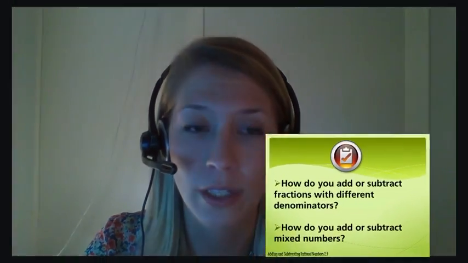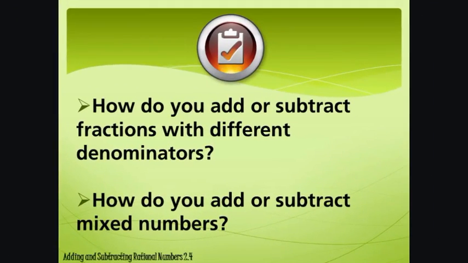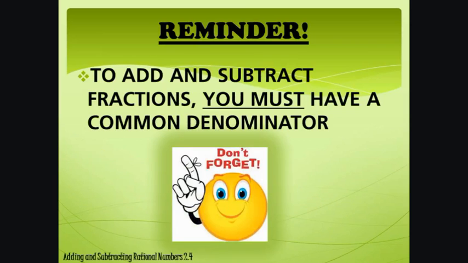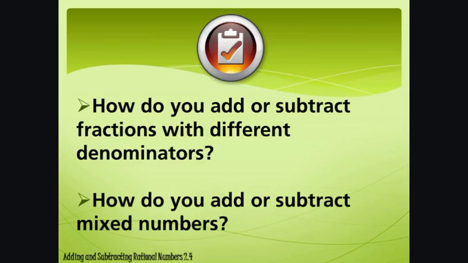So let's take a moment to review to see if we can answer these questions. How do you add or subtract fractions with different denominators? And how do you add or subtract mixed numbers? Well, to add or subtract fractions with different denominators, we need to make sure, as that reminder I shared with you at the beginning of the lesson, that we must have a common denominator. So you would be solving for the least common denominator. And if for some reason your answer is an improper fraction, you would then change it to a mixed number.